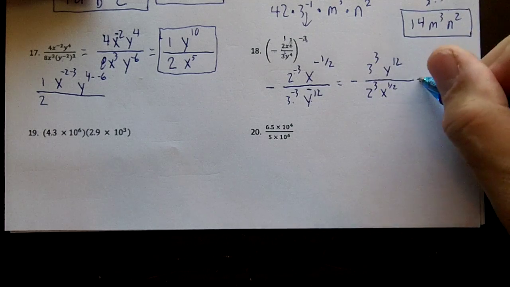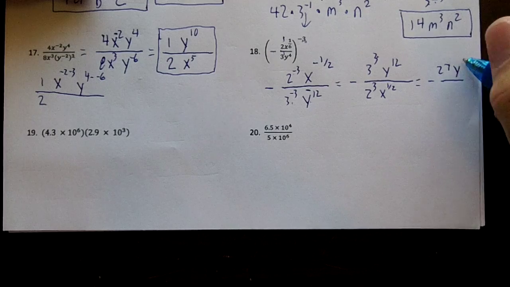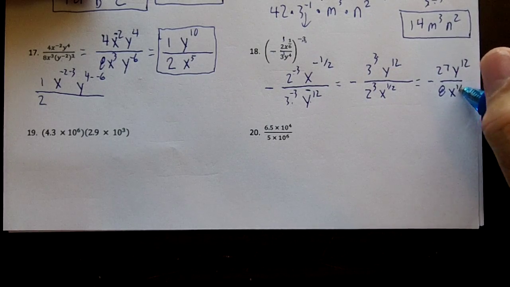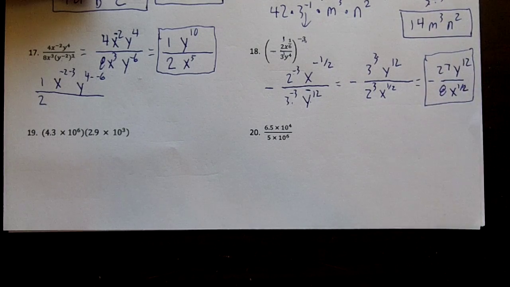Okay, now then the negative stays in the answer. 3 to the 3rd is 27. Y 12. 2 to the 3rd is 8. X to the 1/2. So this right here is your answer, isn't it?